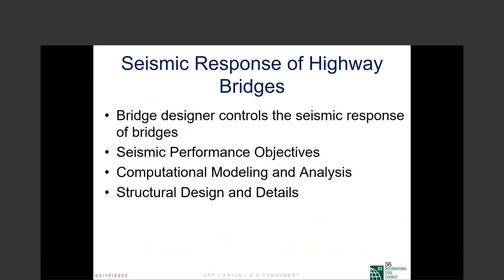You are the designer and you really control the seismic response of the bridge. You need to understand that. Based on your design and your details, you will control how that bridge would respond during the earthquake. You have a seismic performance objective. For the AASHTO specification, the performance objective mainly is life safety. So you will expect that the bridge may be severely damaged, but there's no collapse. That will be the performance objective.